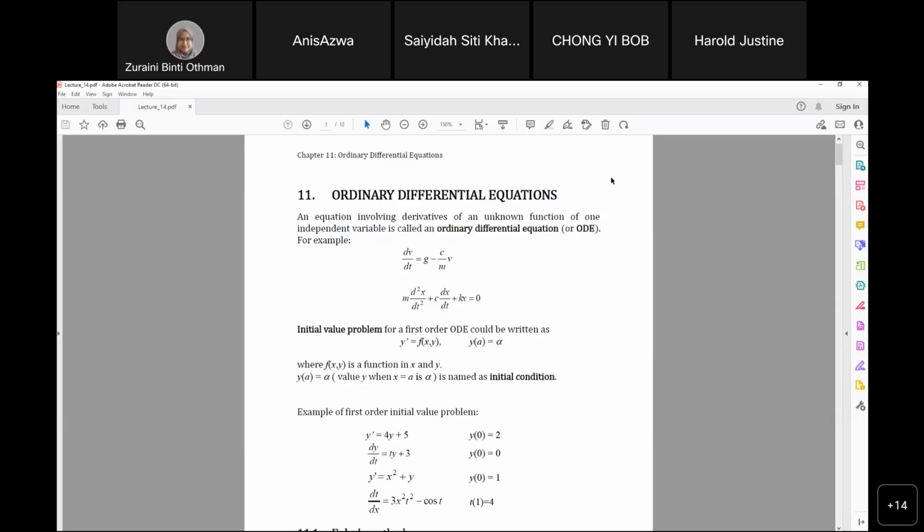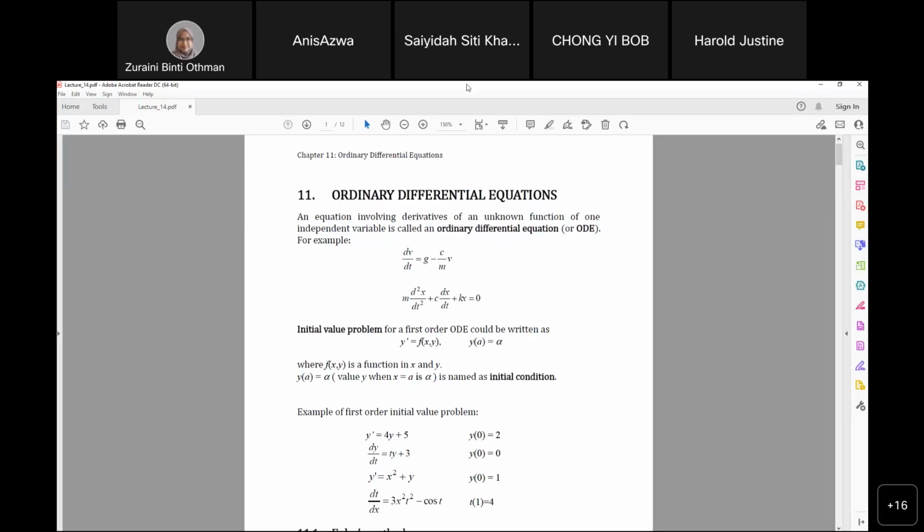Yes. Okay, now we may proceed with the lecture, our last lecture. This will be the last question in the final exam. Ignore the chapter here. This is actually from the book of numerical method. For today, we will learn about ordinary differential equation.